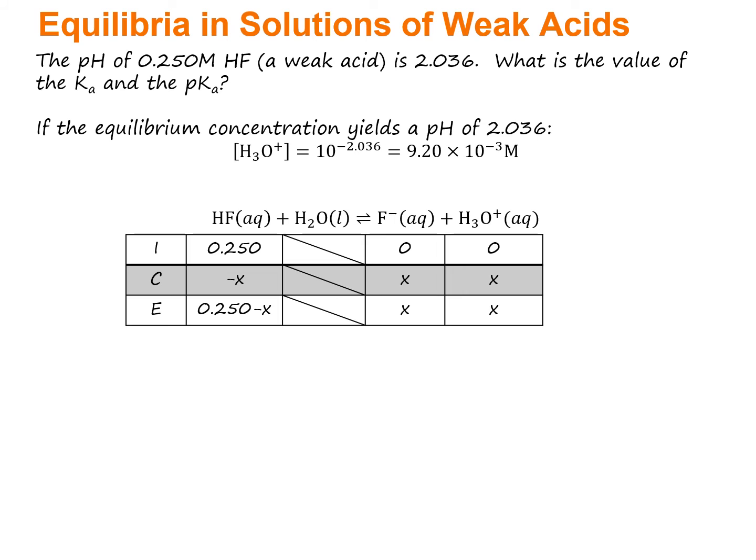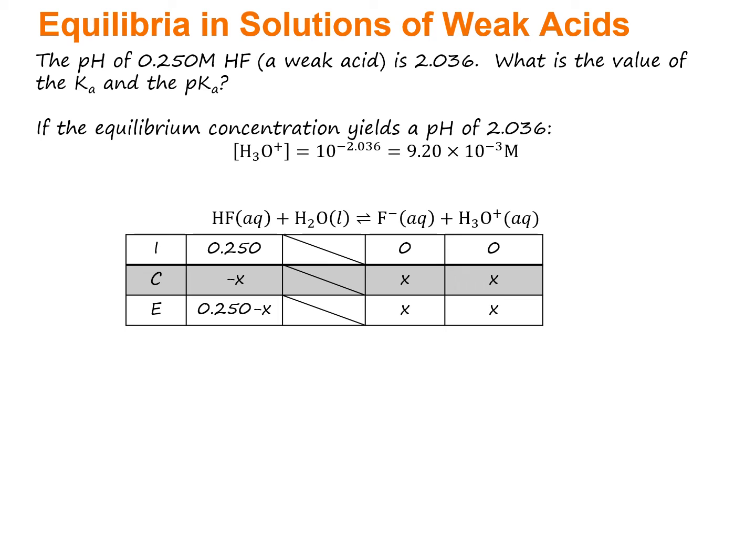So we set up our ICE diagram. We know we started with 0.250 molar of HF, and we initially had 0 F minus and 0 H3O plus, right? Now the reaction is going to go to the right since we don't have anything on the right hand side. So we're going to lose some of that 0.250. Looking at the stoichiometry, we're going to have a minus X for the HF, pick up an X on the F minus, and pick up an X on the H3O plus. Now if we sum up our two previous rows, we end up with 0.250 minus X for HF and X's for F minus and hydronium ion.